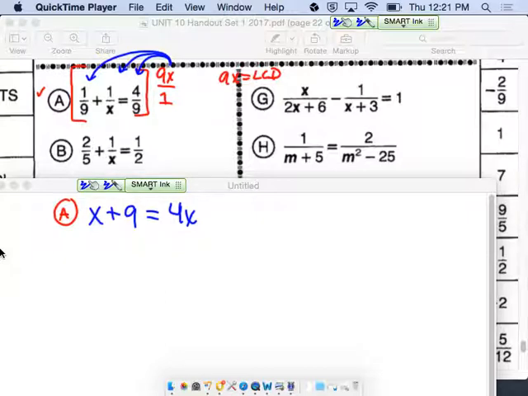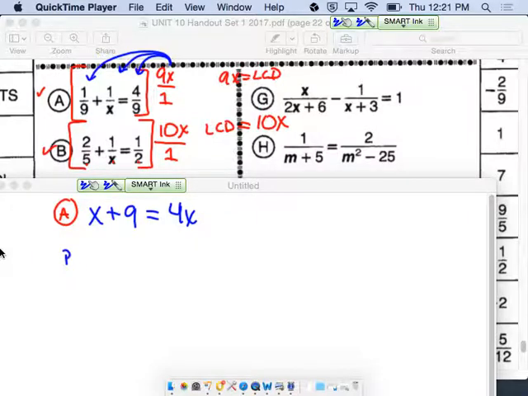Let's do the same process on problem B. Here my common denominator would be the 5 times the 2 and the x, all 3. My 10 would be 10x. So I would bracket the entire problem, and I would multiply each term by 10x over 1. I'll put the outcome down here, and you can finish these problems on your own. I'm just sharing with you the new piece.